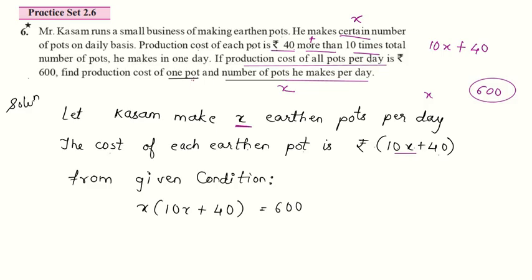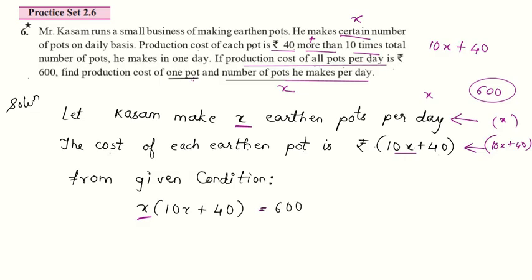According to the given condition, the production cost of all pots, which are x per day, is rupees 600. We need the production cost of one pot and the number of pots he makes per day. So if we find the value of x and 10x plus 40, we will get the answer.